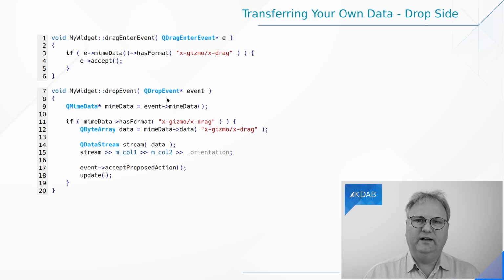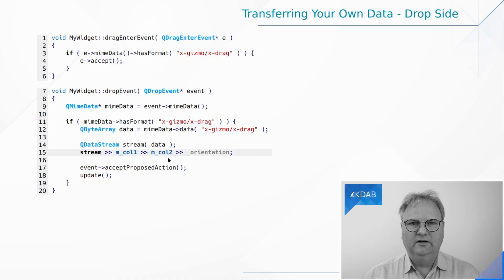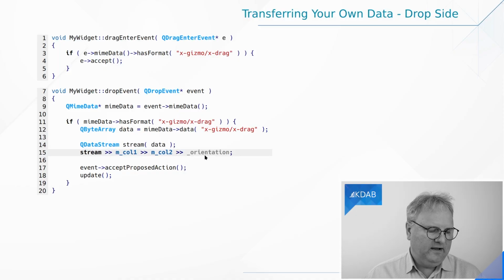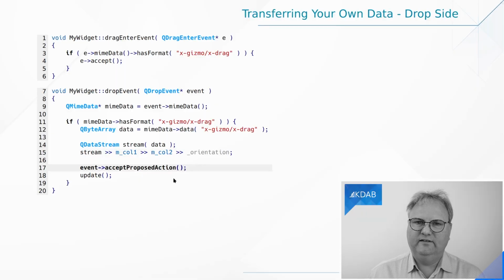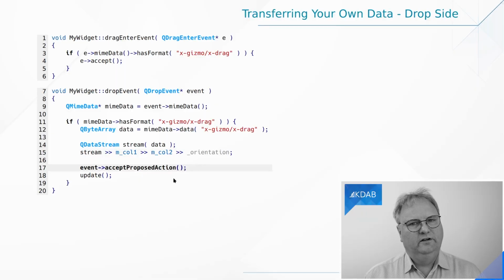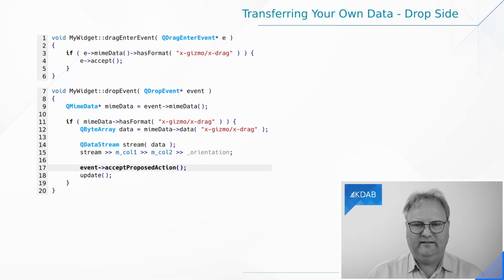And then in the drop side, as before, I'll go and ask for the MIMEData from the drag and drop. I will test if that MIMEData can do gizmo drag, then I will take out gizmo drag. And now I have a byte array. Using my data stream, I'll stream the opposite. So now I'm streaming into the data of my object. And as before, accept proposed action or set drop action and accept.